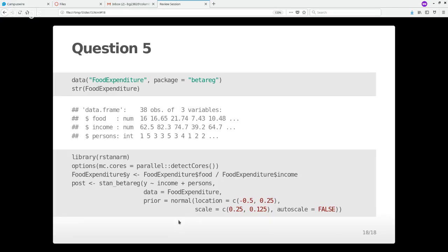Now, we're not going to do an SBC problem on the exam because it just takes too much computation time to do it.